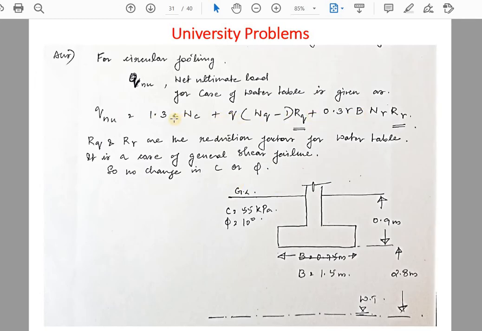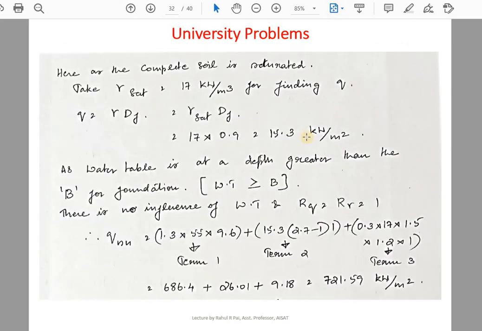So whenever you take the equations, you must be very careful about these terms, 1.3 and this, whether it is a circular footing or a strip footing. For a strip footing, this term is not 0.3, it is 0.5. For a circular footing, it is 0.3. For a square footing, it is 0.4. So while using the equations, you must be very careful in picking the right equations. So now you have the value Q and U here. It is around 722 kilonewton per meter square or kilopascal.